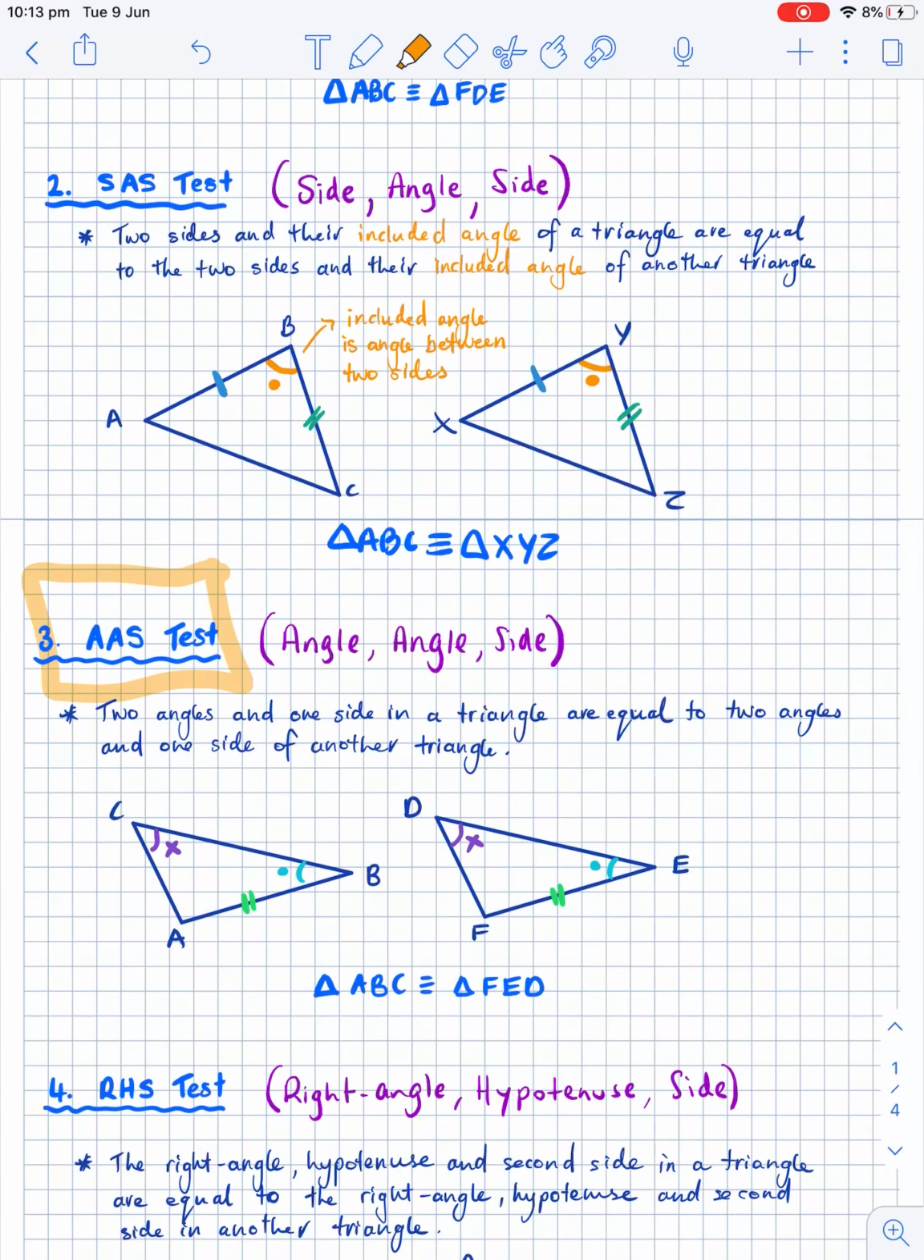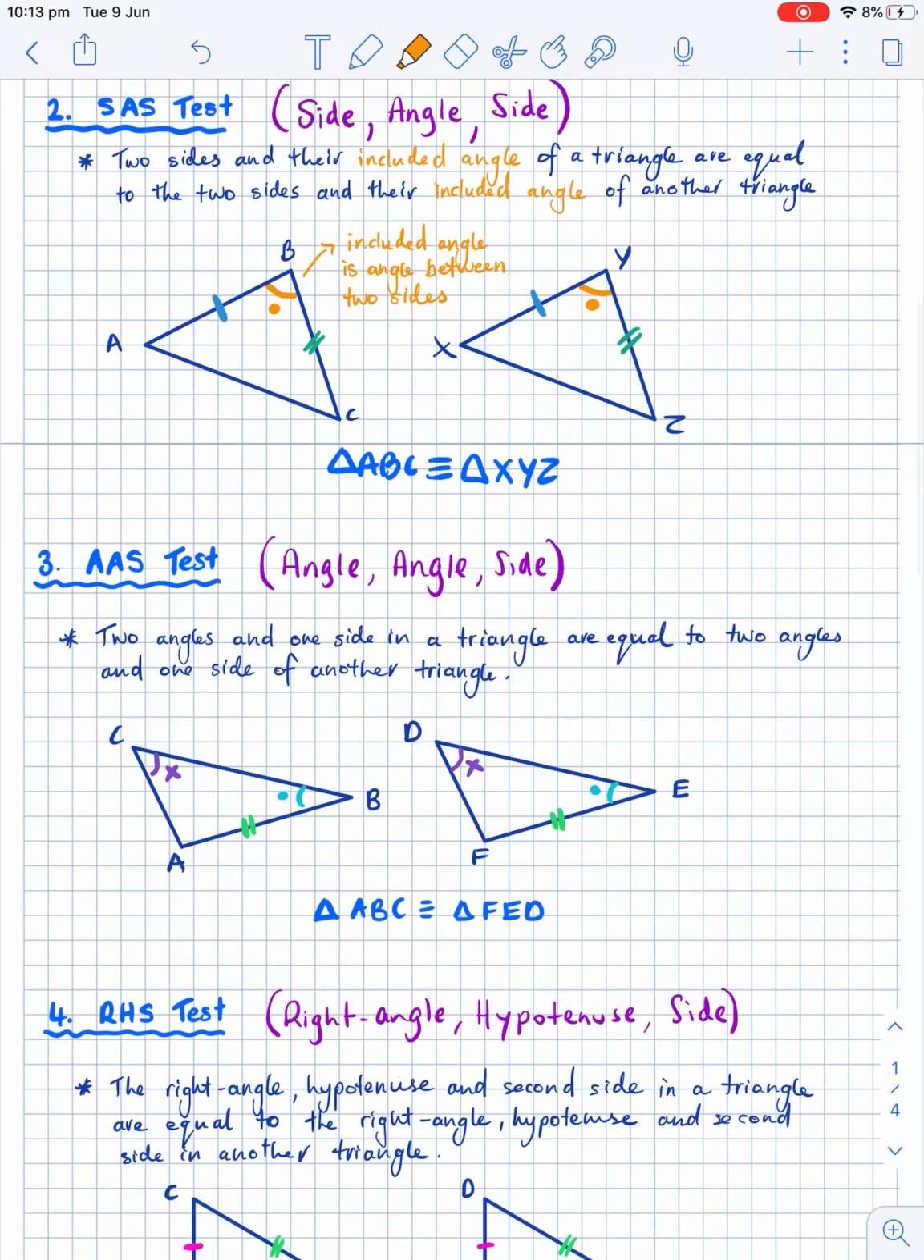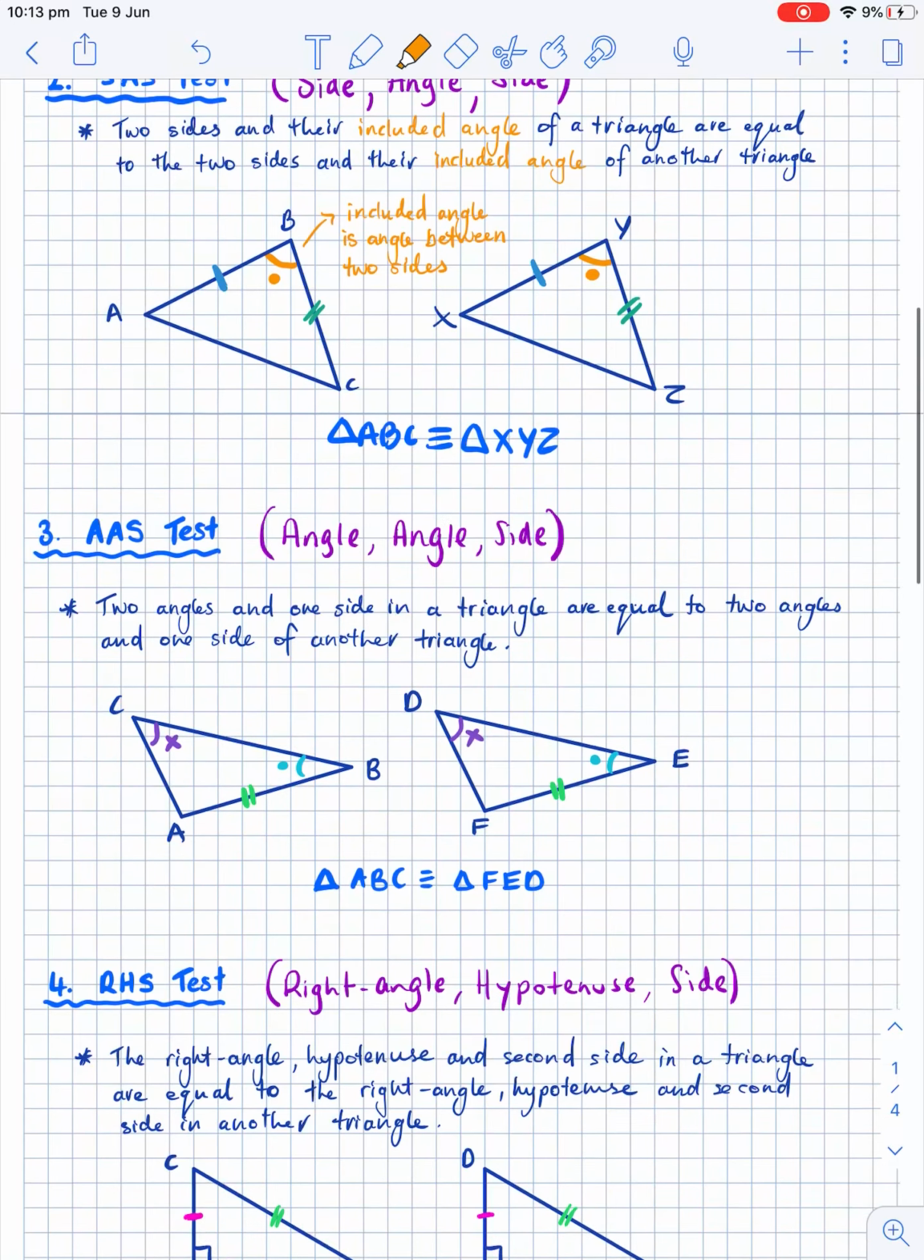Next one is the angle angle side test, or AAS. If you have 2 angle pairs with your 2 triangles, and you've got another side which is the same, a side pair, that is enough to satisfy this test and show that these 2 triangles are congruent.